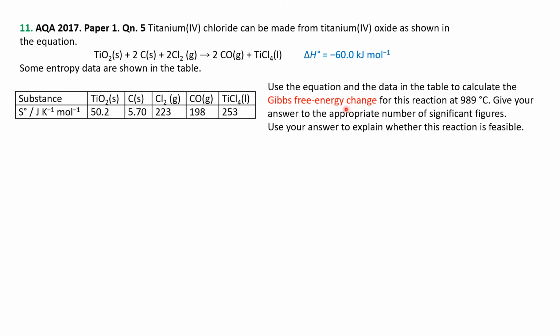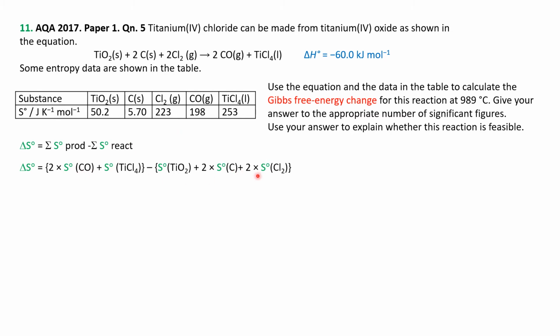Well, to get delta G, we need delta H and delta S. We're given delta H. To get delta S, we will do as we've done several times before. Just say, well, we know what the entropies of the substances are, and delta S is the entropy at the end minus the entropy at the start. Pop in all the appropriate substances, remembering to bring in the stoichiometry. So we've got 2 for the CO, 2 there, we've got 2 carbons, we've got 2 chlorines. Punch in all the values into our calculator and we get 141 joules per Kelvin.